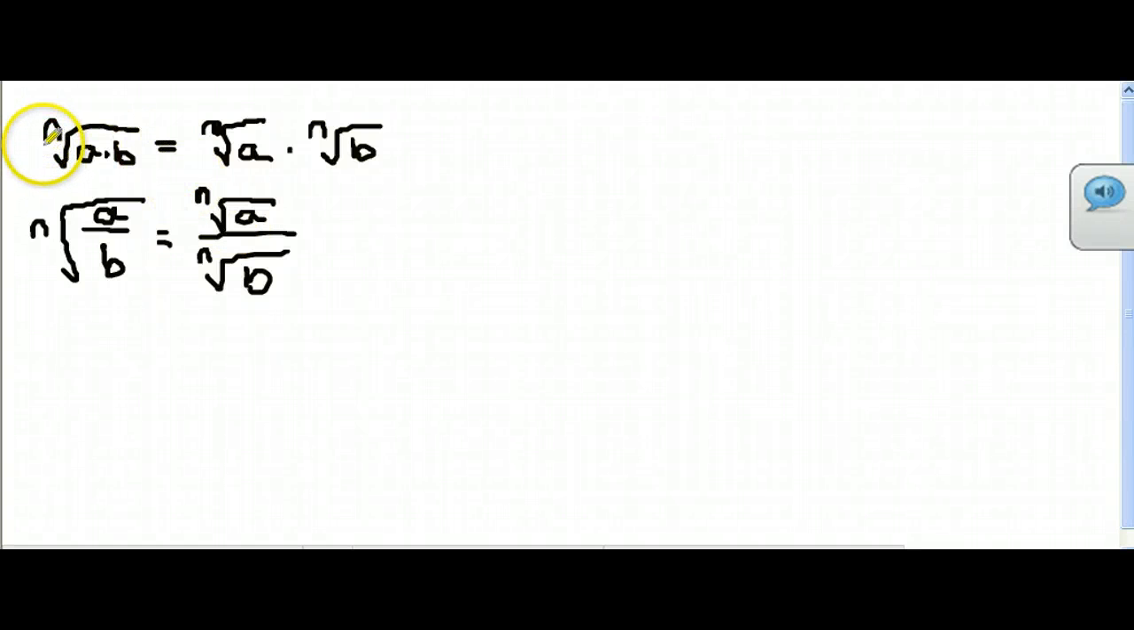The roots. Pretty much they call it radical, which is any kind of root: square root, cube root, fourth root, fifth root. That's why you've got an n. So the first one says you've got the nth root of a times b.